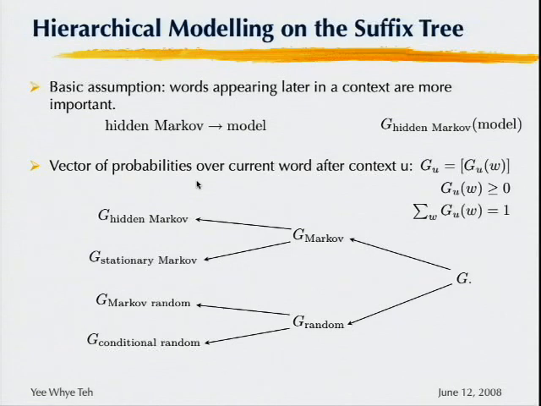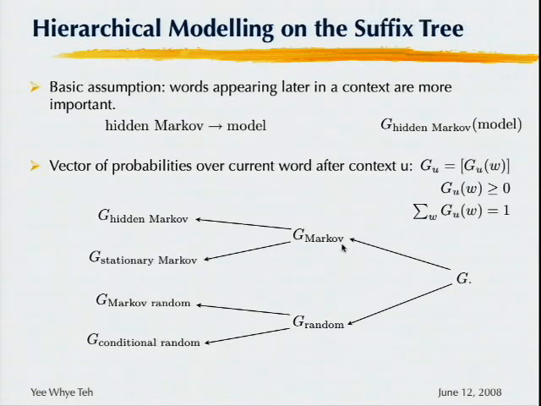Because for every sequence of words, we have a different probability vector, and the hierarchical model which we place on this set of probability vectors is basically the following: as you go up the hierarchy, you drop the initial word from each context. So in this case, G of hidden Markov and G of stationary Markov both have the same parent, which is G of Markov, and so forth.